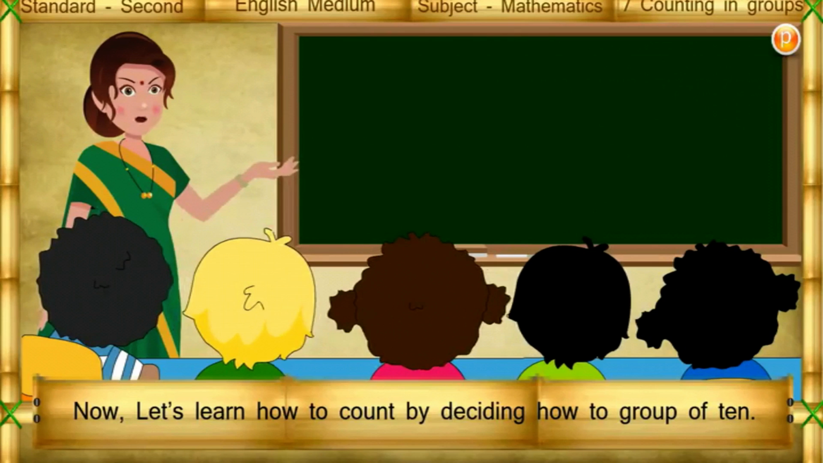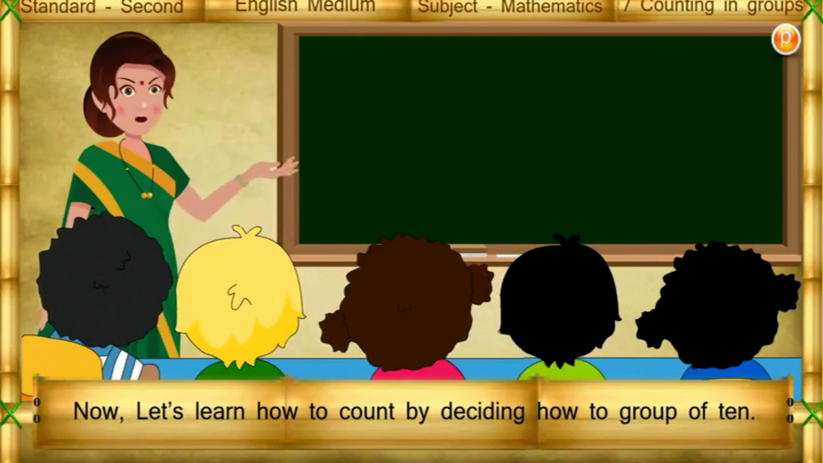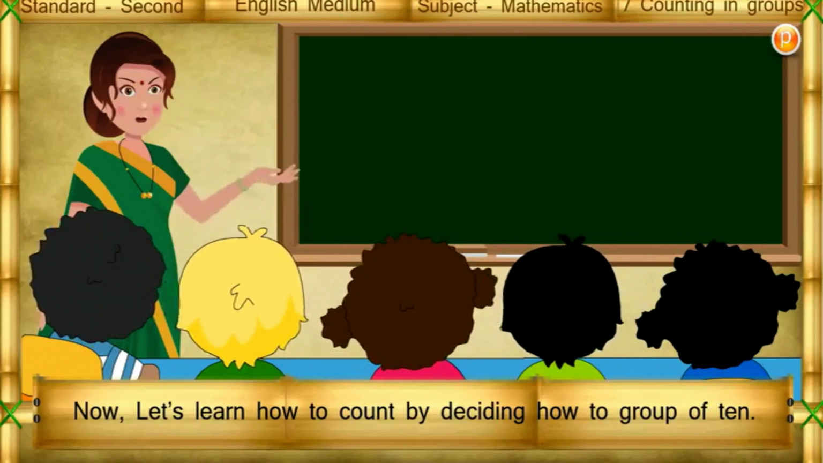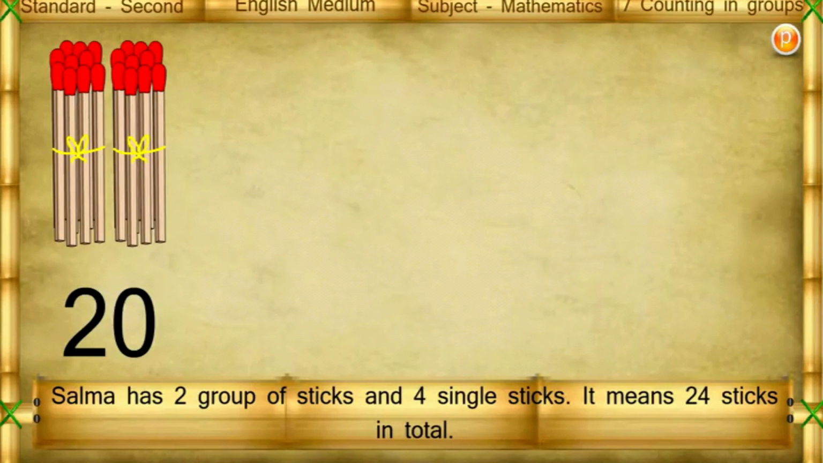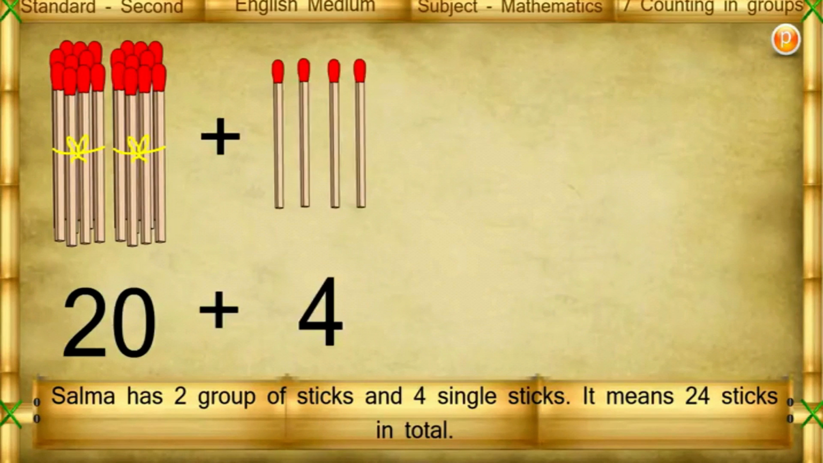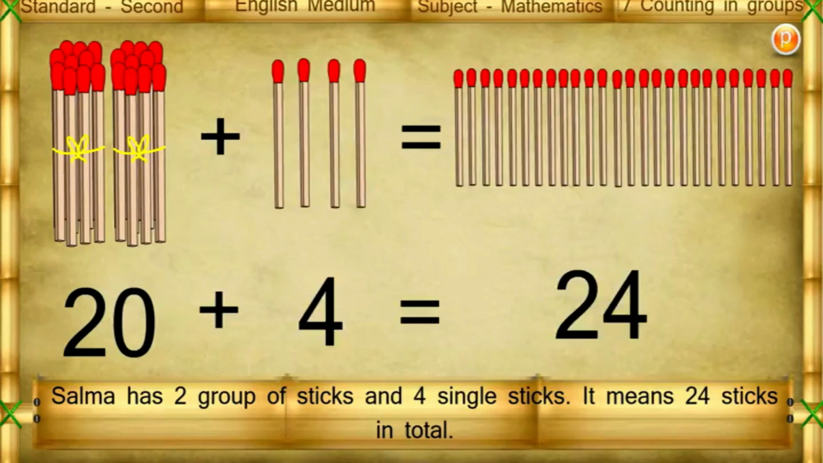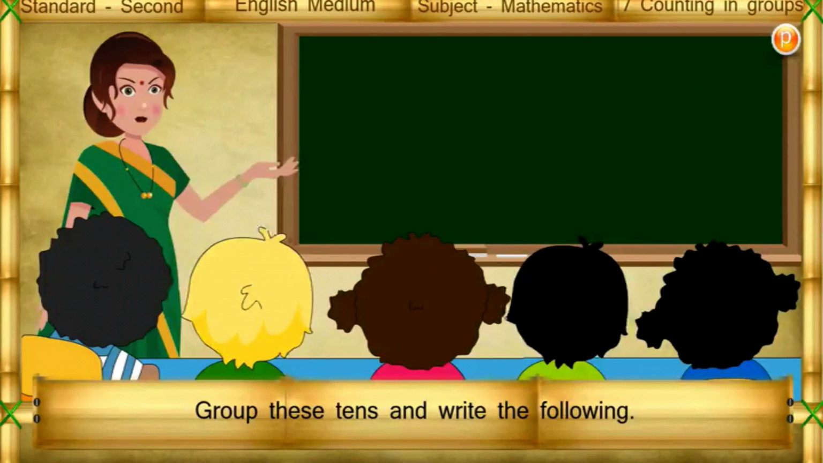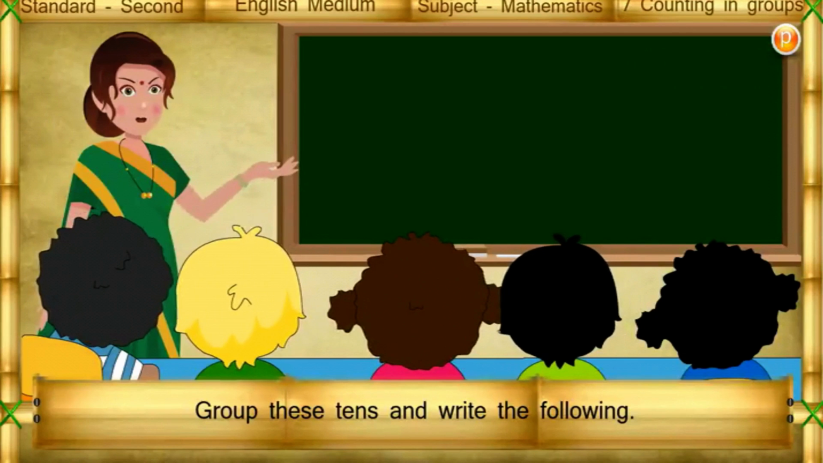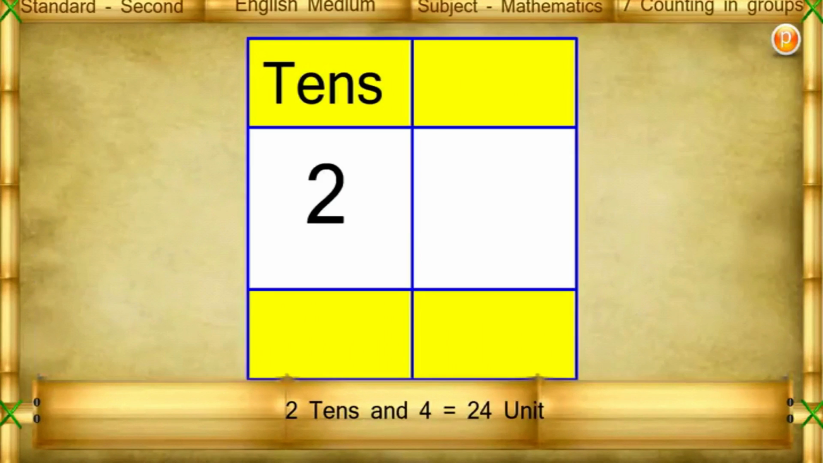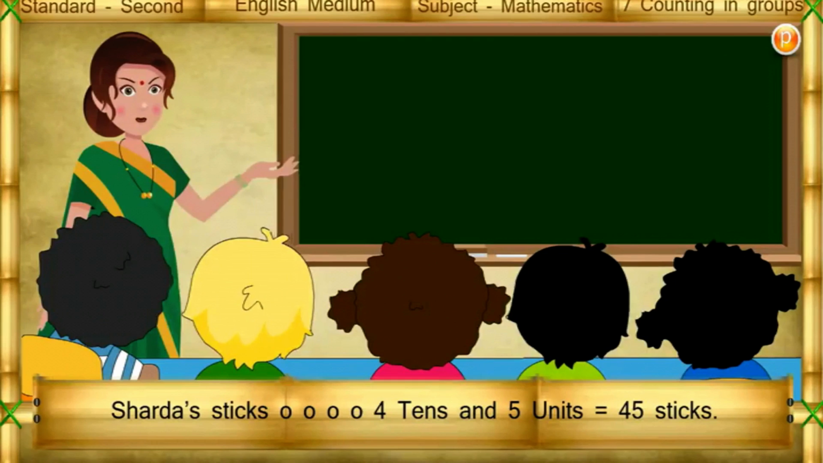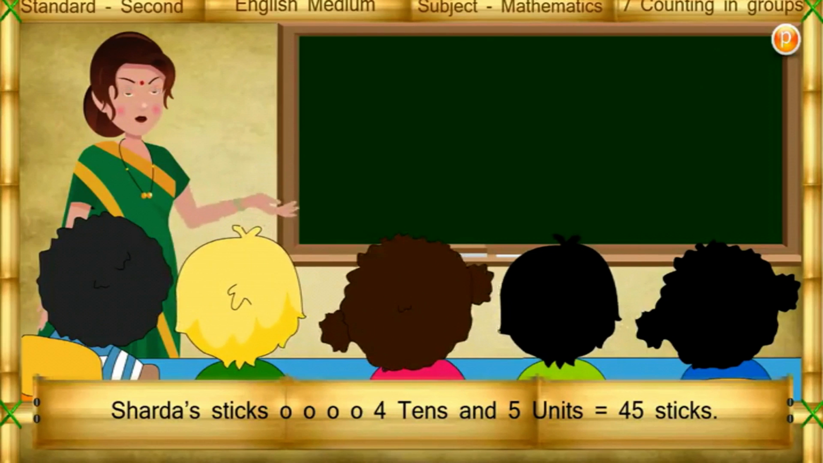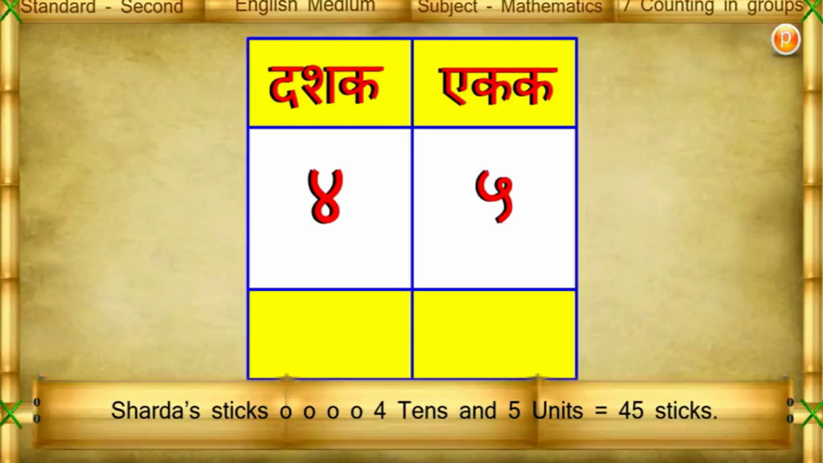Now, let's learn how to count by grouping in tens. Salma has 2 groups of sticks and 4 single sticks. It means 24 sticks in total. Group these tens and write the following. 2 tens and 4 units equals 24. Sharda's sticks: 4 tens and 5 units is equal to 45 sticks.